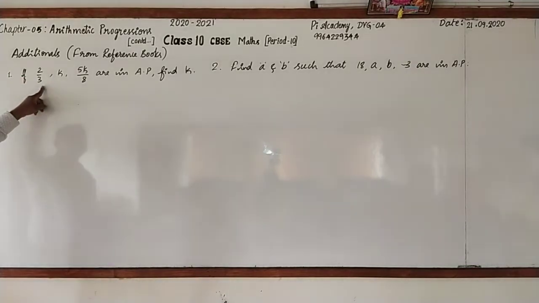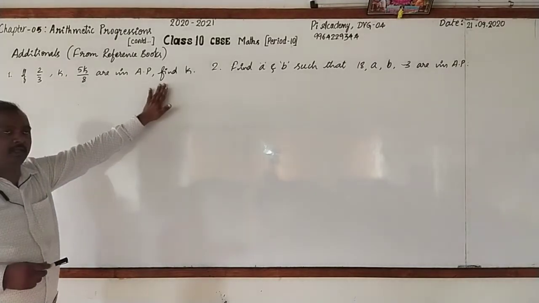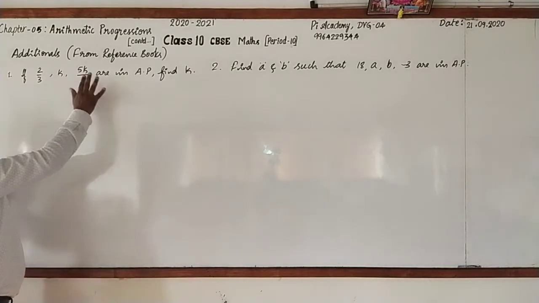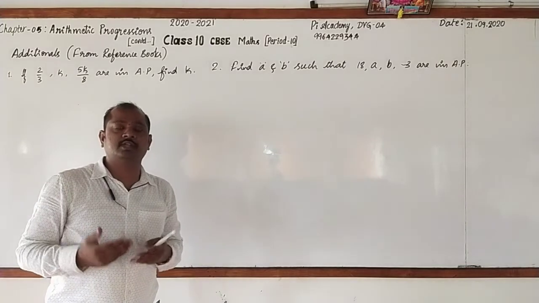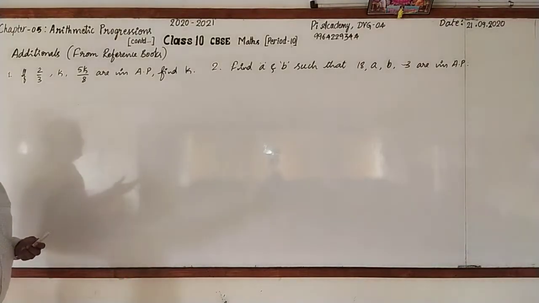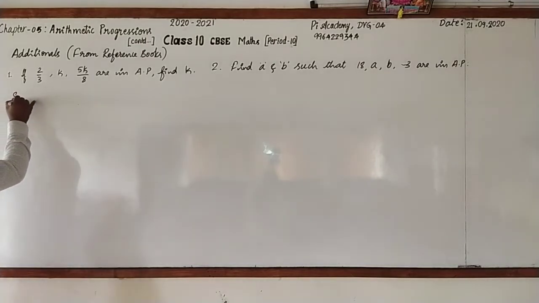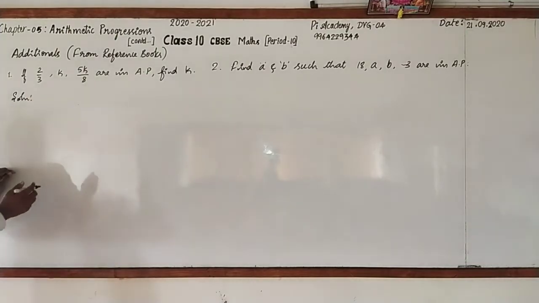If 2 by 3, k, 5k by 8 are in AP, find k. Observe it. Here they have given 3 terms which are in AP. If the terms are in AP, we know the condition that it will be having a common difference. So then what is that common difference? Observe it. We can write A2 minus A1 will be equal to A3 minus A2.